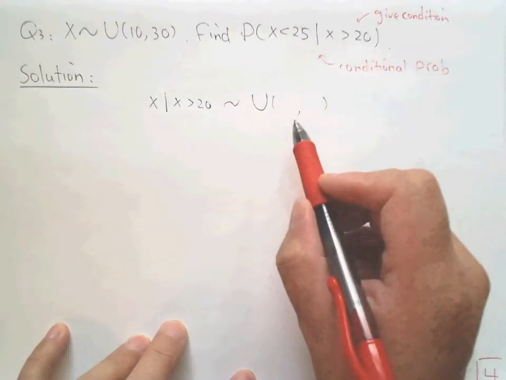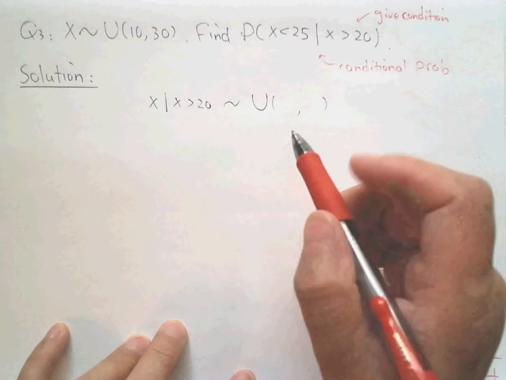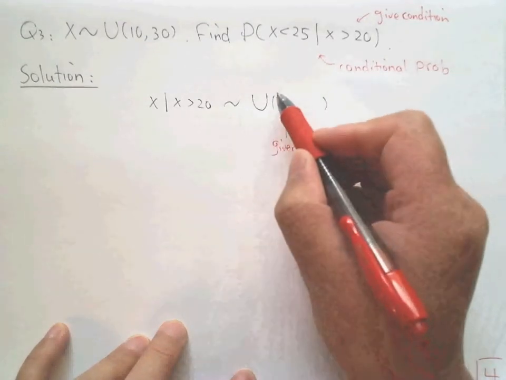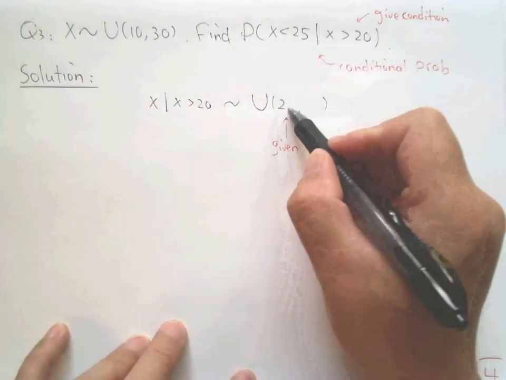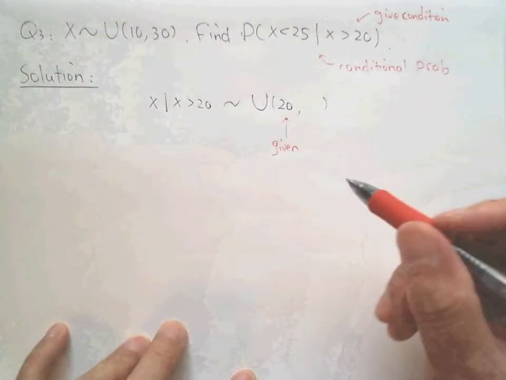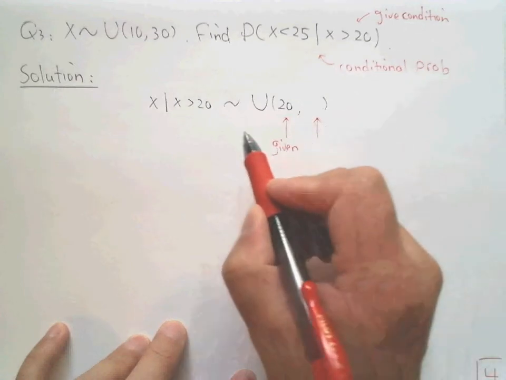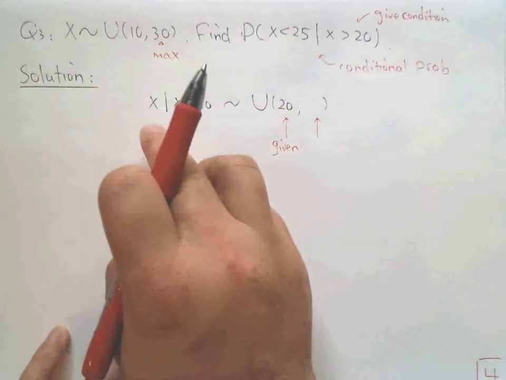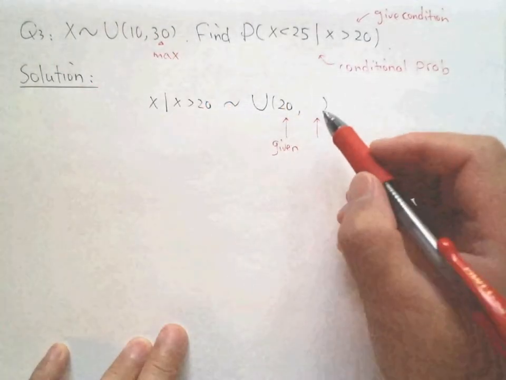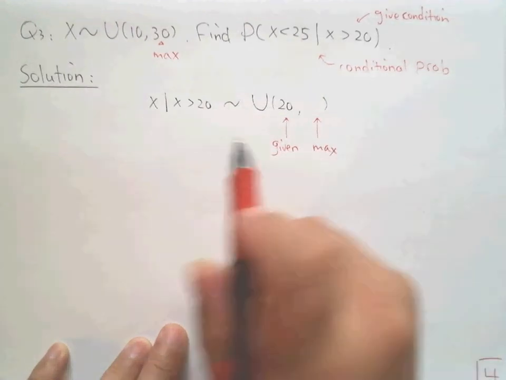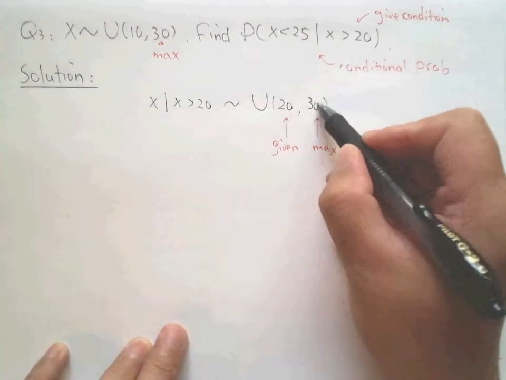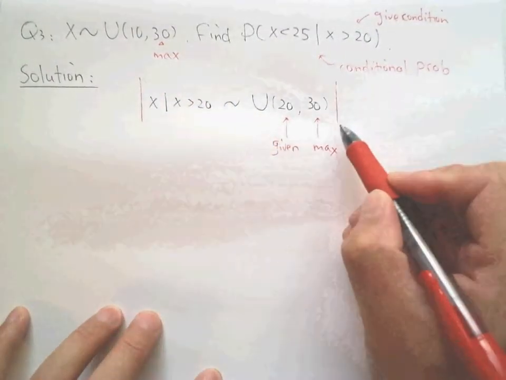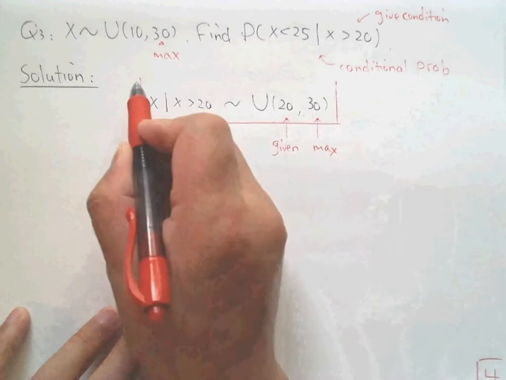Don't put a 10 here. Why? Because the given information says x greater than 20. Greater than 20, 20 is the minimum, right? So here the given is different from the last question. Now what is the maximum? This time we have to look somewhere here. This is the maximum value. The random variable cannot go beyond 30, right? So this is the maximum. We put 30.